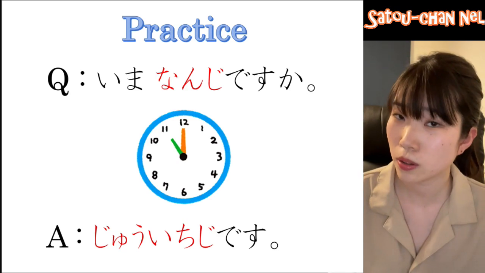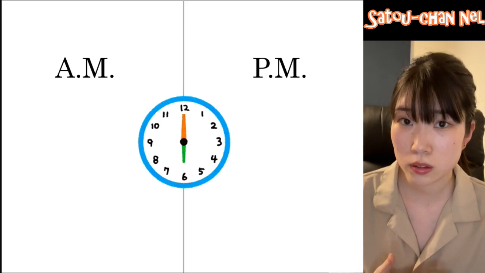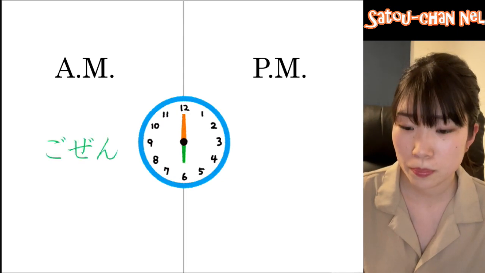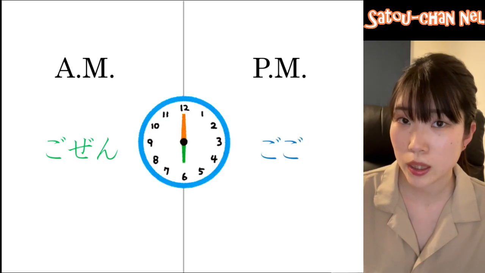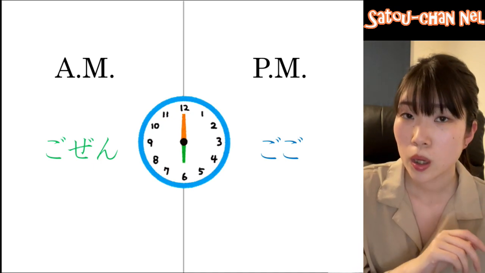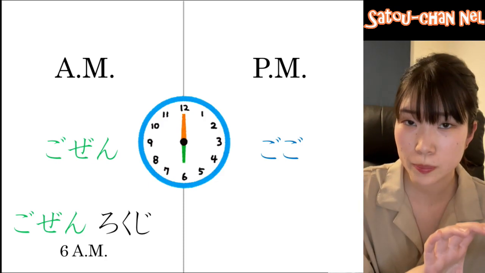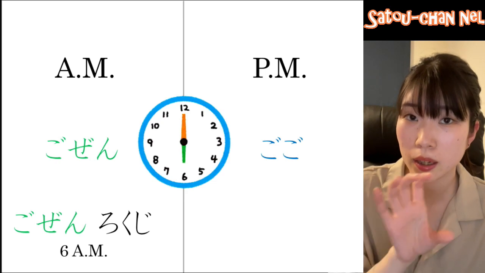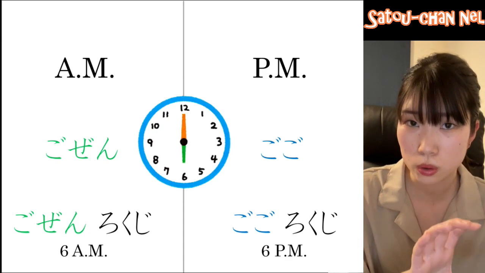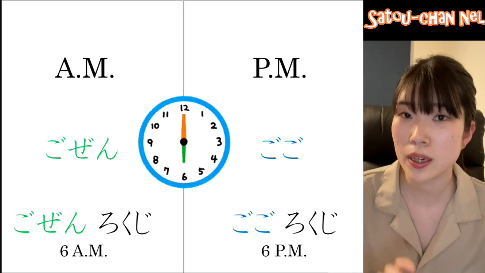If it's obvious that it's AM or PM, you don't need to add anything. But if not, you have to say AM or PM when you tell the time. AM is 午前, and PM is 午後. We put 午前 and 午後 before the time, like 午前6時. So 午前 AM comes first, and then 6 o'clock. 午後6時. Please don't say 6時 午後. It's opposite. We say AM and PM first.